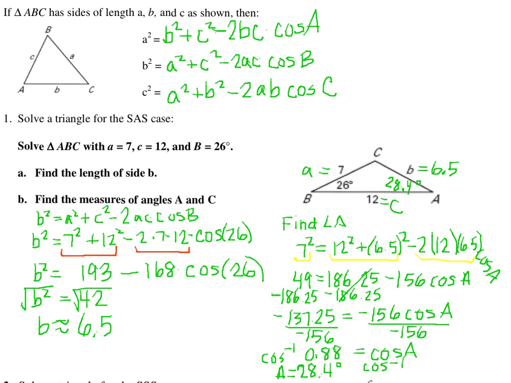So to find our third angle, which is angle C, that equals 180 minus the 2 I already know, so minus 26, and subtract 28.4. And that's going to equal 125.6 degrees. So this angle is 125.6 degrees. So we have now solved our triangle. We have found all 3 sides and all 3 angles. We are all set. Well, let's look at the bottom problem here.